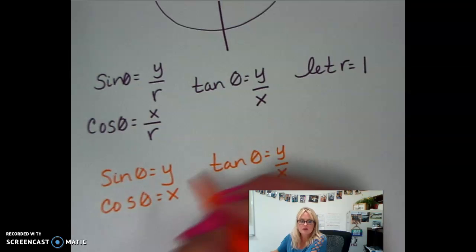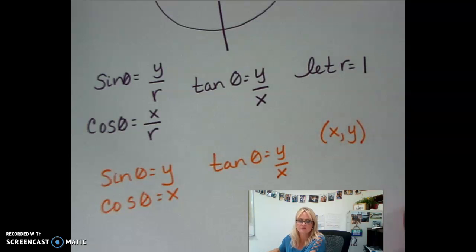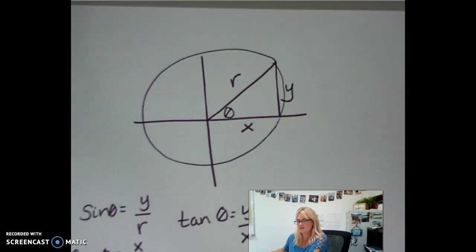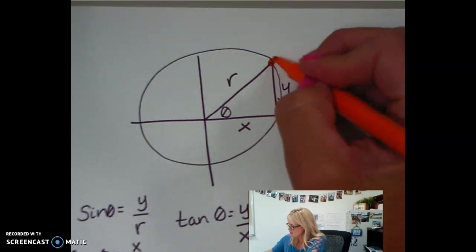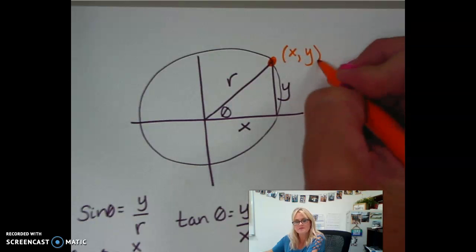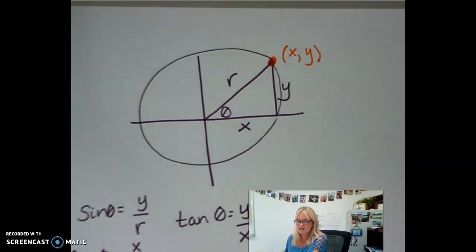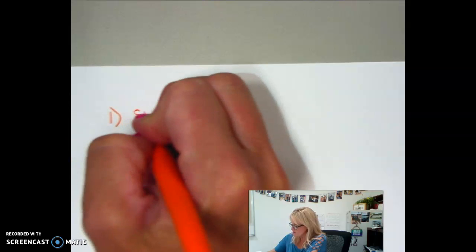And when I'm talking about y, or I'm talking about x, I'm talking about the point on the unit circle. So if we go back up here, this is our theta, and this is the point on the unit circle, which is x, y. So now, if you take out your unit circle, can you tell me what the sine of 30 degrees is?